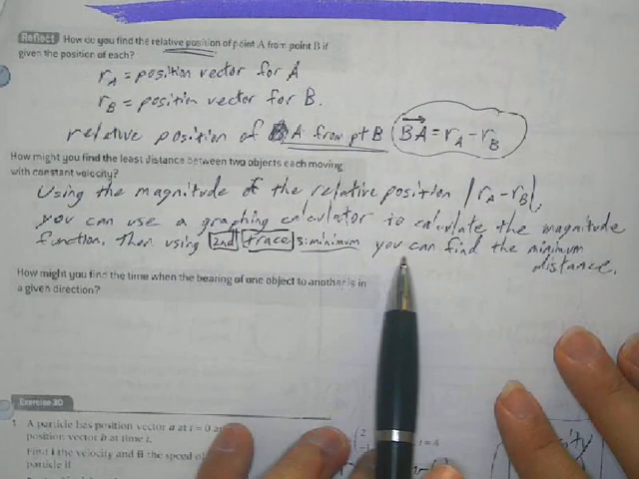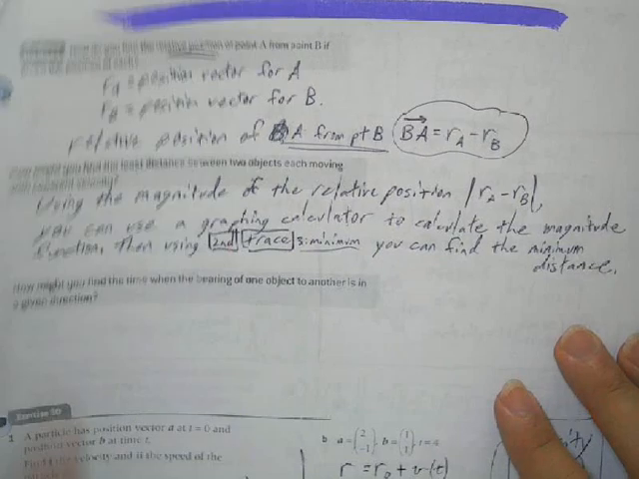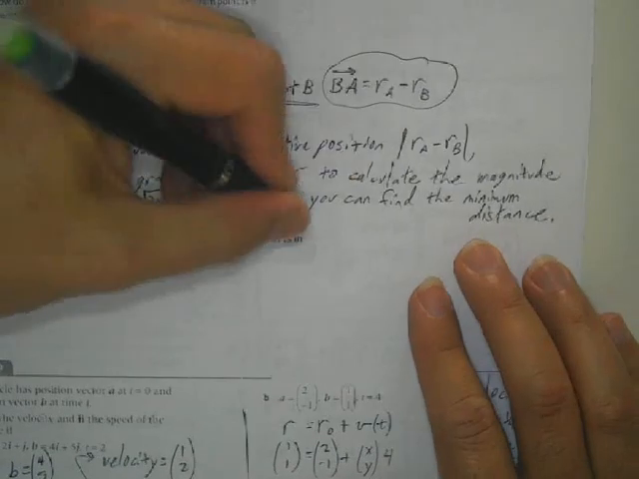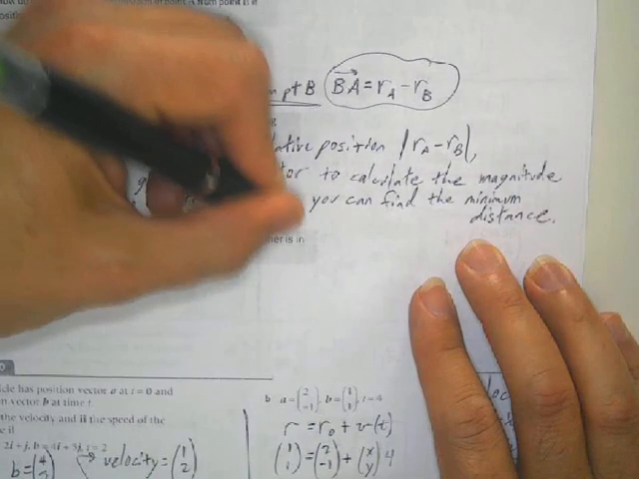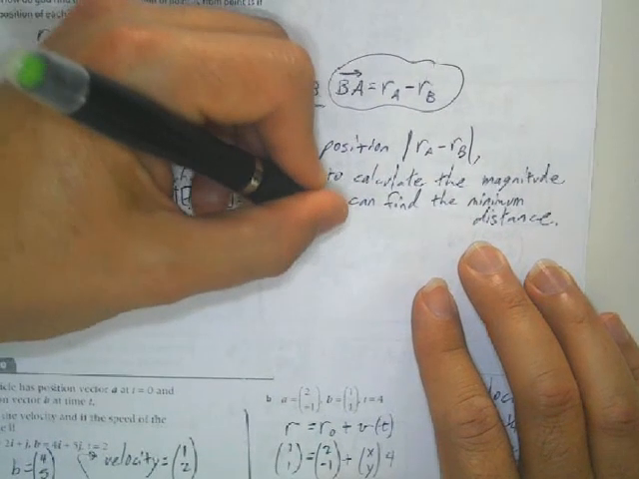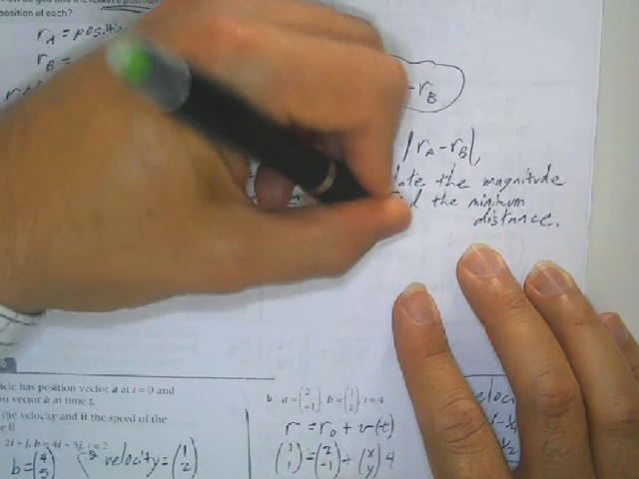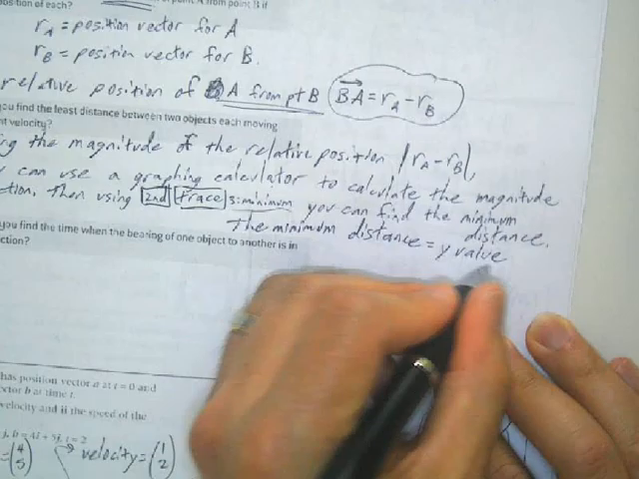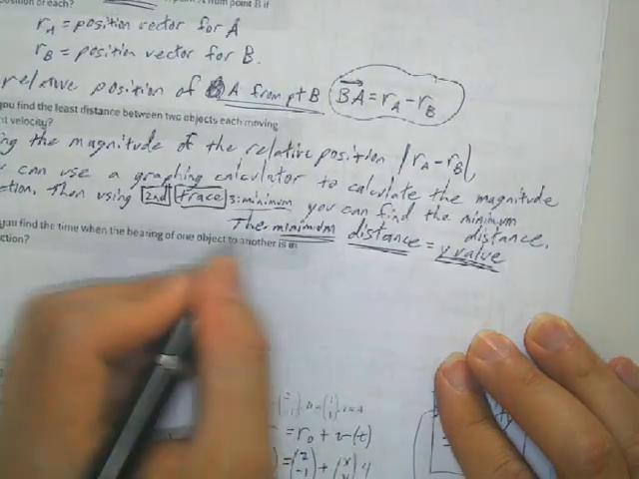And the minimum distance, we said, was the y value. So maybe we should write that down. The minimum distance is the y value. I'm going to highlight that.